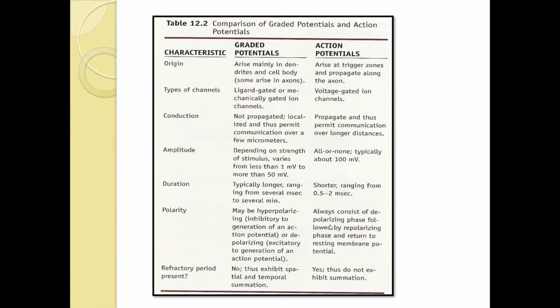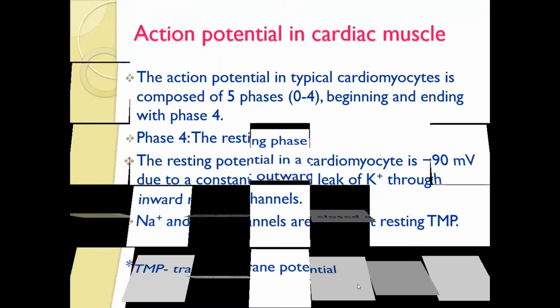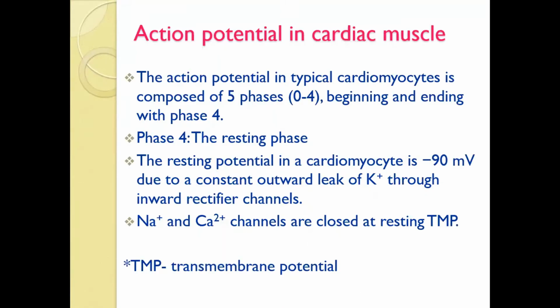And this one always has the same curve: depolarized and repolarized, then back to resting membrane potential, and back to action potential, depolarized and repolarized back. That's the same pattern. So there is no summation in the refractory period, whereas graded potentials have spatial and temporal summation, which you will learn in neuromuscular contraction. And action potentials do not exhibit summation.